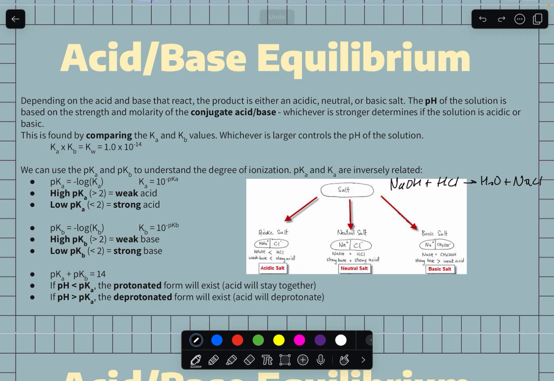So when we're talking about the pH of solutions and the strength of a solution, we can talk about Kw and Ka, the equilibrium constants.